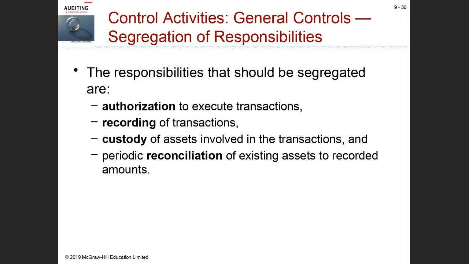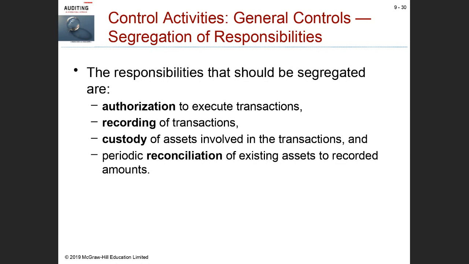Authorization should be separated from recording, which should be separated from the custody or physical control over the assets. That person writing the check should not have the ability to have access to cash in the company. But if that person can write the check and no one else, there's not a second signer and no one else looks at the check, then they do have effective custody over the cash in the bank. So they're doing all these duties. Those are inconsistent duties. You have to separate these. Authorization should be separated from recording, which should be separated from custody.